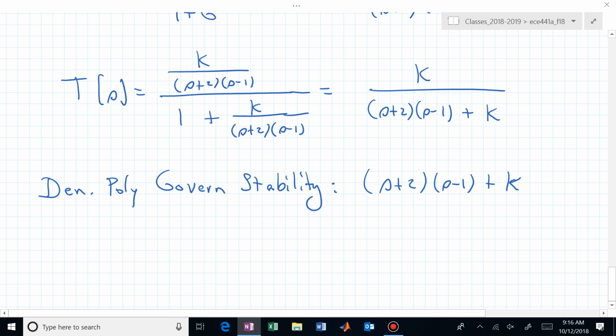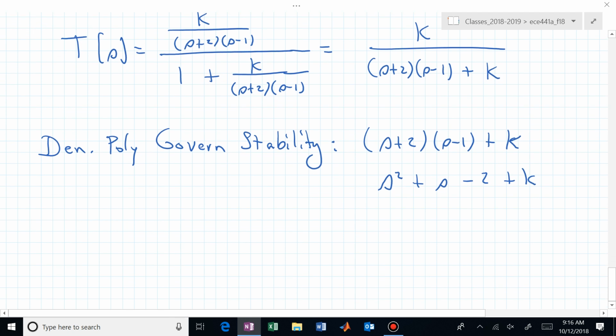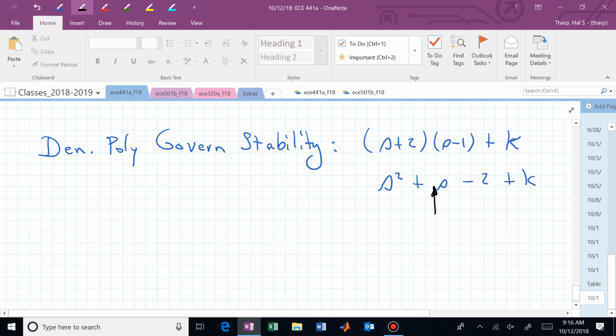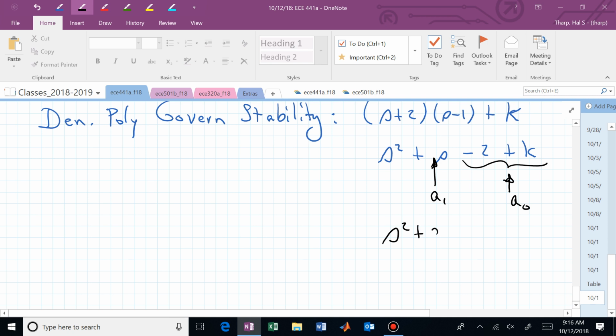And if we multiplied all that out, we have s squared plus what? 2s minus s, or plus s, minus 2 plus k. And the notation that we will use is we will start labeling these coefficients. There's the a1 coefficient, and this is now the constant coefficient a sub 0. So that we now have s squared plus a1 s plus a sub 0, and a sub 0 is adjustable by k.